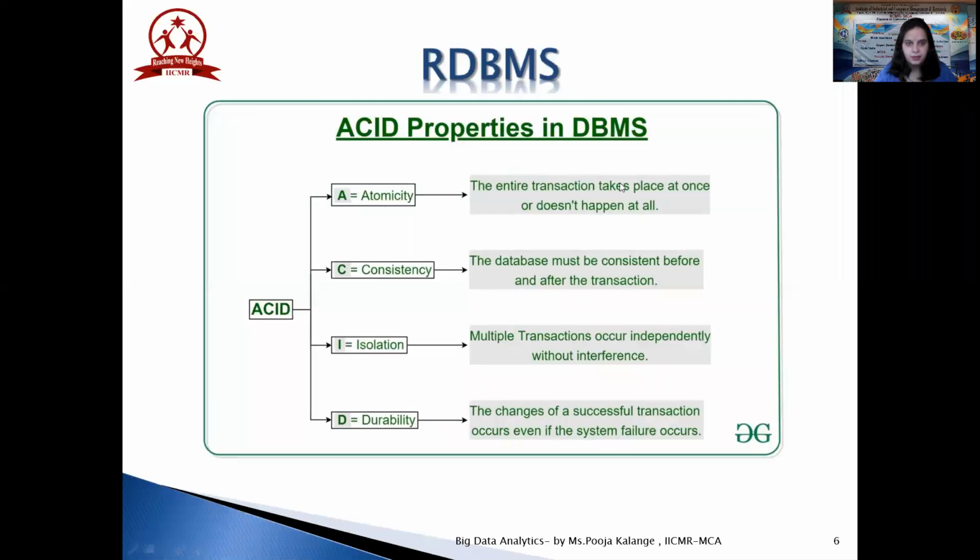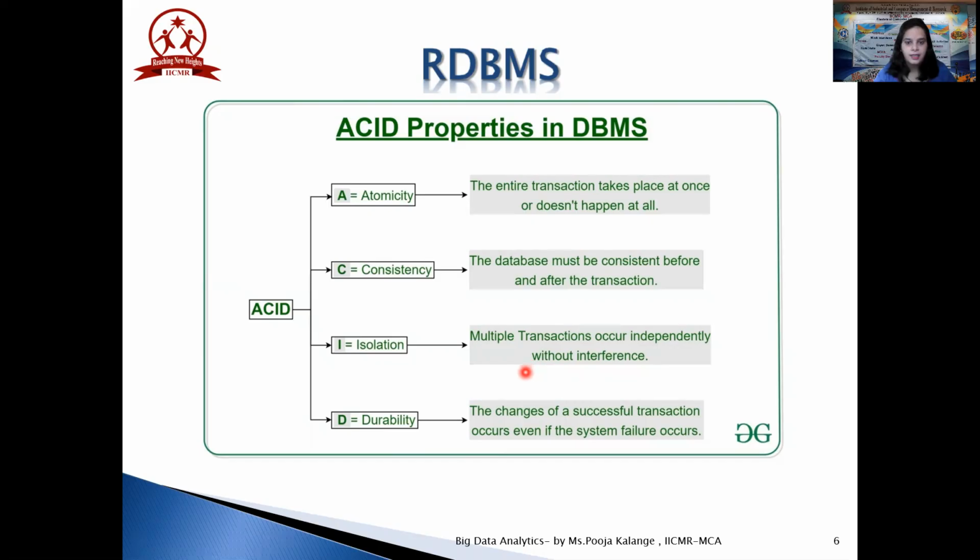Next, we have the isolation. Isolation stands for multiple transactions occurring independently without each other's interference. For example, if you are at an ATM machine trying to withdraw money, there are multiple people who are trying to withdraw money from the same bank's ATM machines, which are located at various places. You don't know how many transactions are taking place at the same time when you're doing some transactions, right? So multiple transactions occur independently without each other's interference.